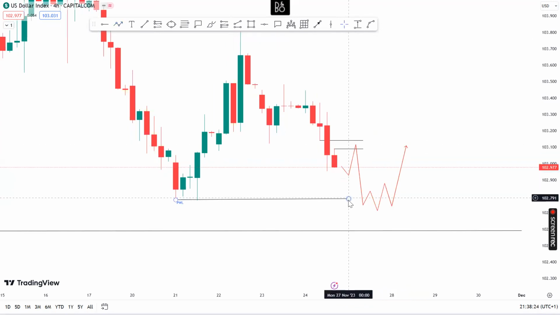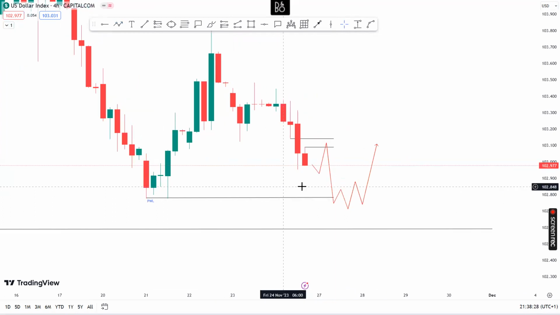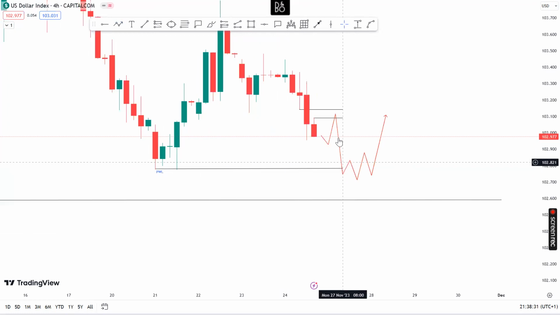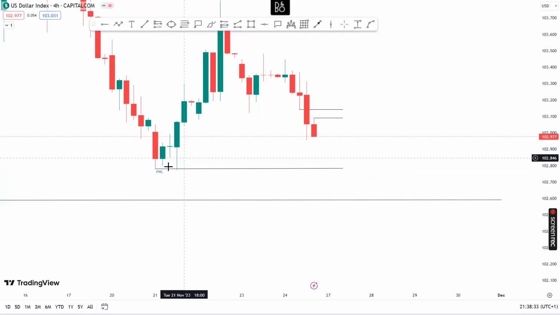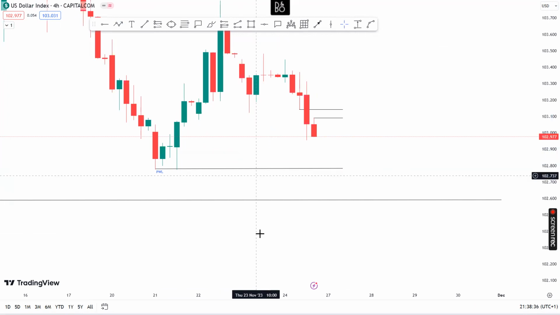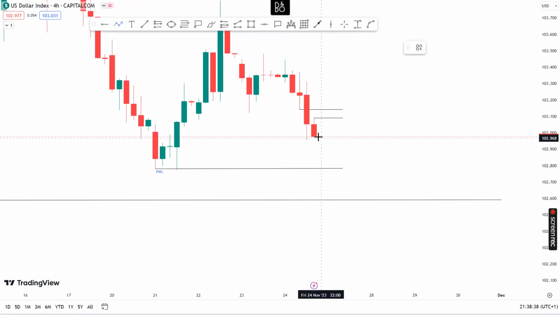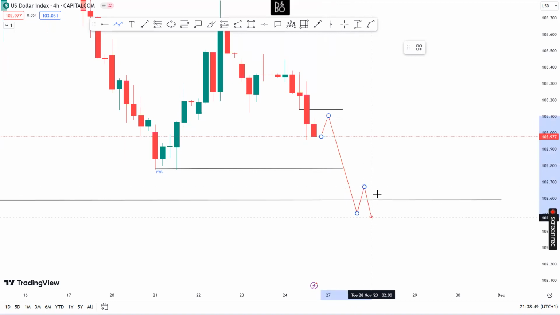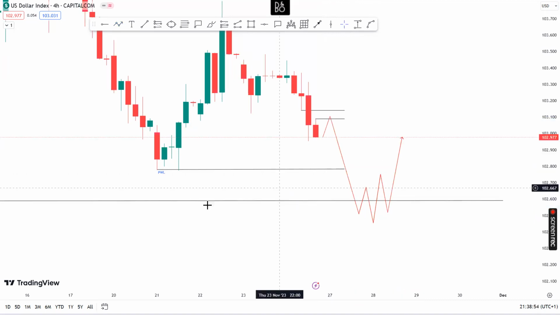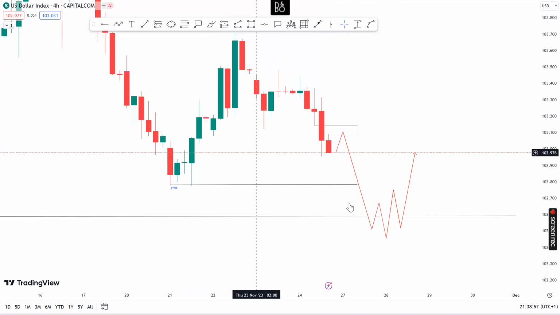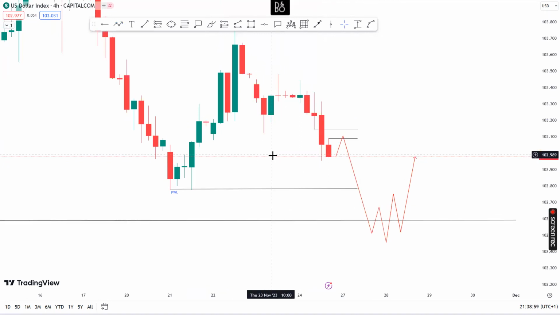So this is what I'm expecting on DXY this week. Or if this doesn't play out this way, it might actually drop down, taking out this previous week low, and give us something like this, taking out this previous low and dropping down into our weekly sell stop liquidity. So these are the two scenarios I'm thinking might happen on DXY this coming week.